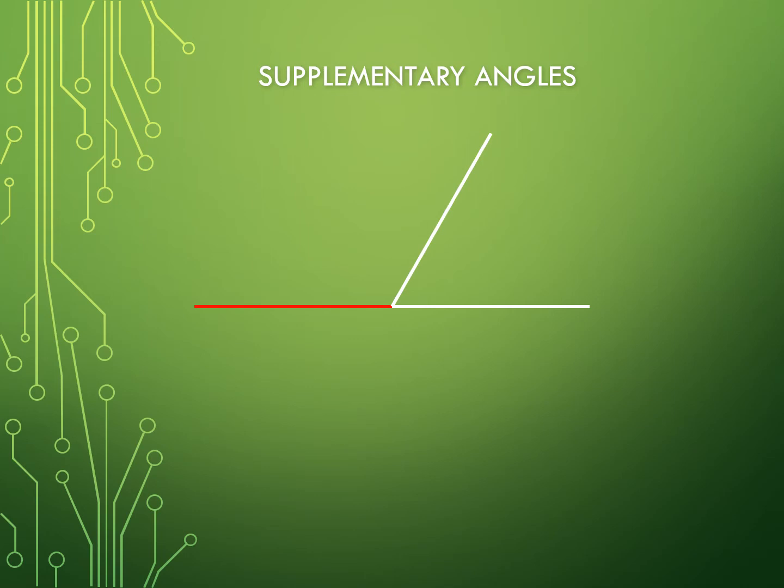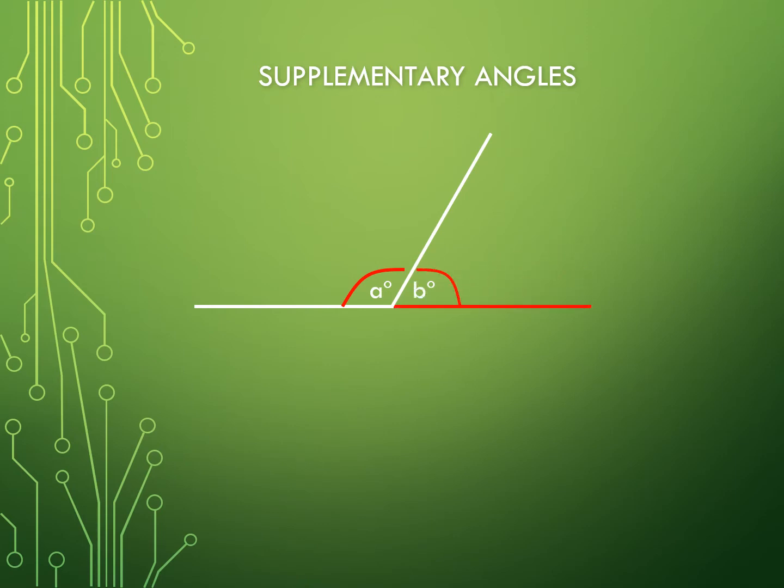So the next set of angle facts we're looking at here are supplementary angles. What we've got on the screen is a straight line down the bottom. As we can see, our red line moving has split it into two parts, A and B. The first thing we need to remember is that a straight angle is 180 degrees.